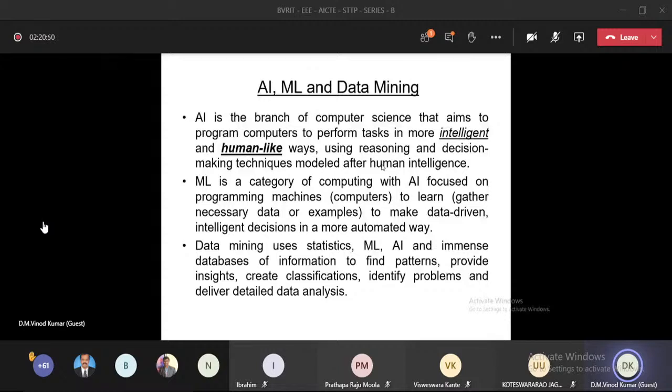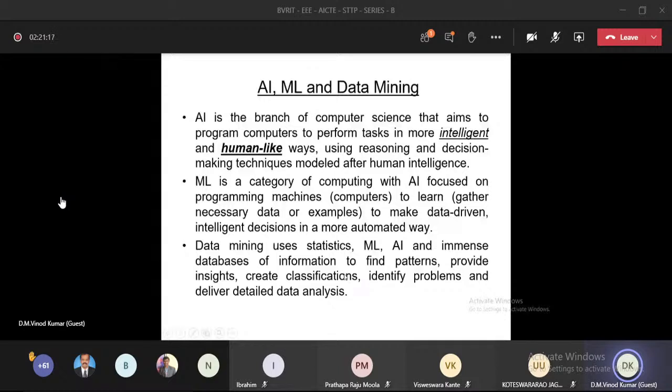The second point, machine learning is a category of computing with AI focused on programming machines, that is computers, to learn. Learning is to gather necessary data or examples to learn to make data-driven intelligent decisions in a more automated way. Data mining uses statistics, machine learning, AI, and immense databases of information to find patterns.